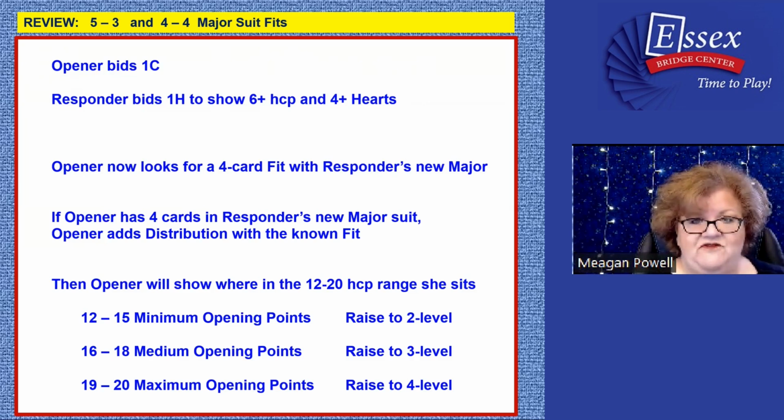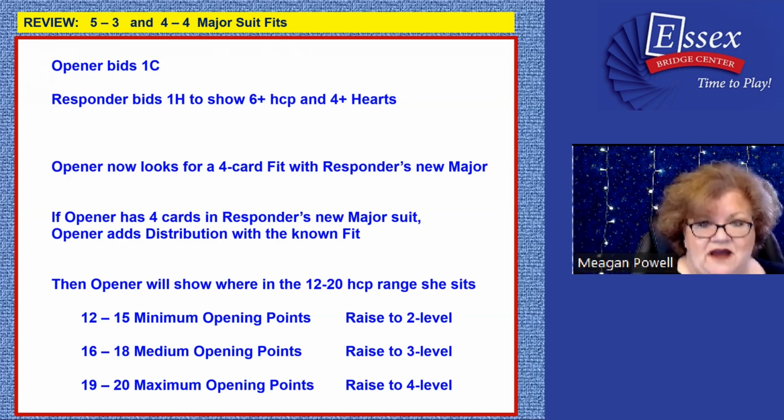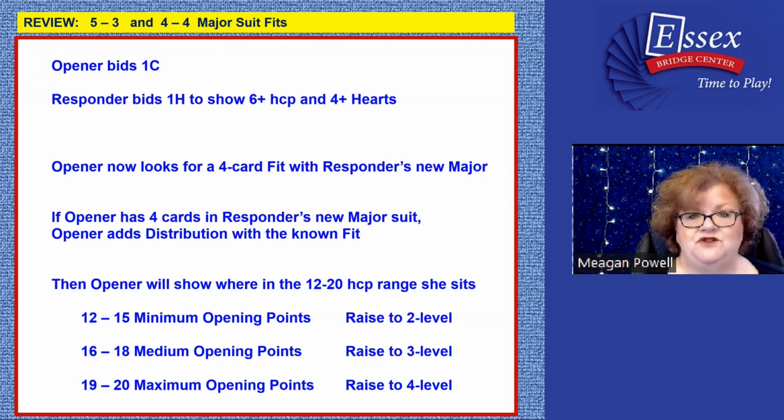If you have 12, 13, 14, 15 opening points in that whole 12 to 20 range, you're at the bottom of the 12 to 20. So that makes you a minimum opening hand. You can help responder a minimum amount, and that's where you would raise to the 2 level. If you have in the middle of 12 to 20, 16, 17, 18, that makes you a medium or invitational opening bidder. And when you have a medium amount of help, you need to do better than just raise to the 2 level. You need to go to the 3 level, the invitational level, 1 level below game, and go to the 3 level.